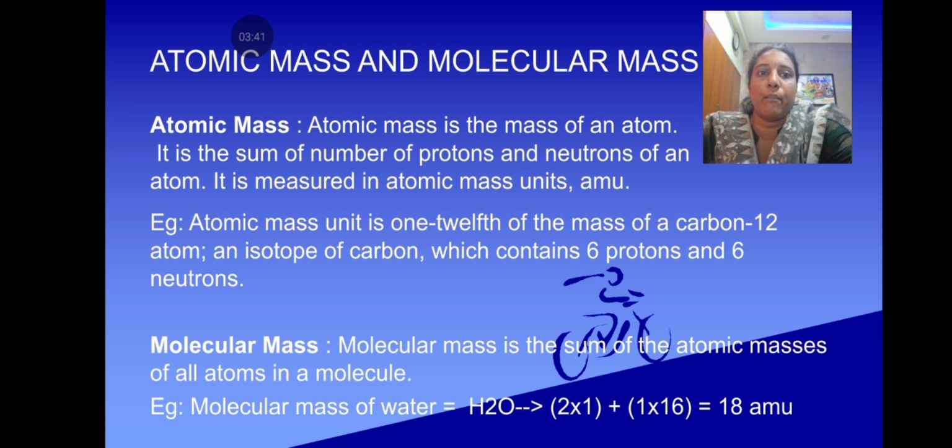Molecular mass. Molecular mass is the sum of atomic masses of all atoms in a molecule. So for example, the molecular mass of water, H2O: that is two atoms of hydrogen into 1 gram of hydrogen. This is added with 1 atom of oxygen into 16 grams of oxygen. So totally we have 18 AMU.